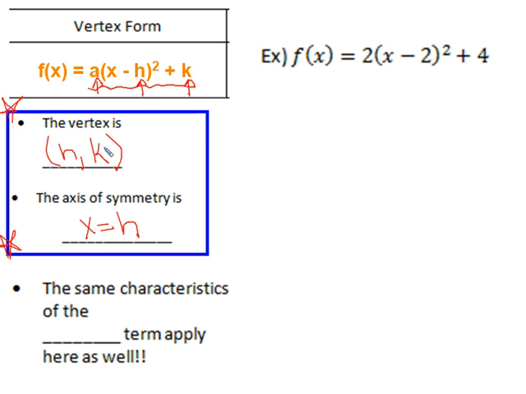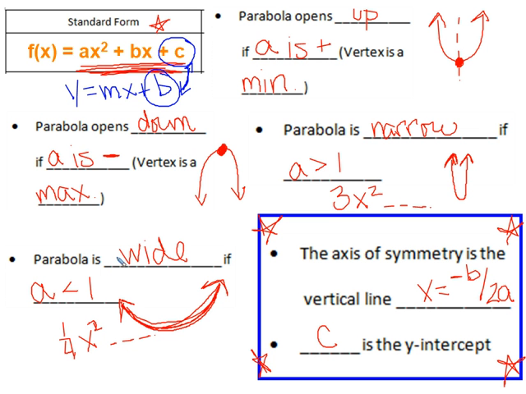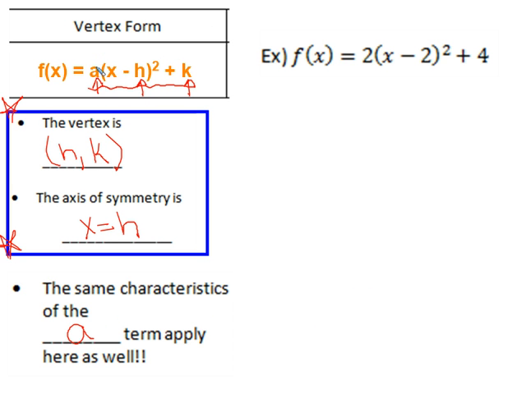What's nice about this is that all of the characteristics we said about the a term, if I go back over here, all 4 of these different things that we talked about, they apply here as well. So if your a is positive, it opens up. If your a is negative, it opens down. If your a is bigger than 1, it's kind of narrow. If your a is smaller than 1, it gets really wide. All those different characteristics apply here as well. You just got to look at the same a. Let's take a look at an example just to make sense of this.